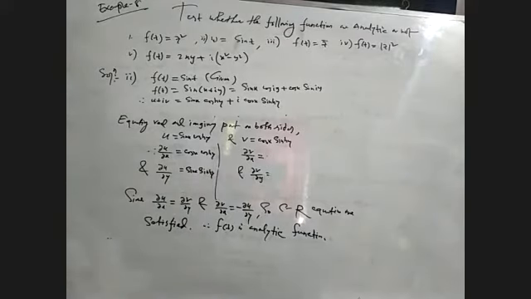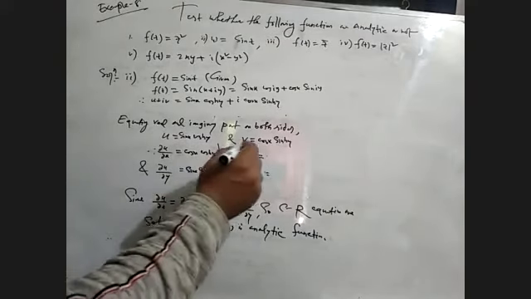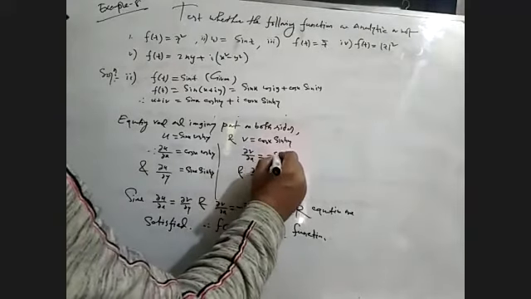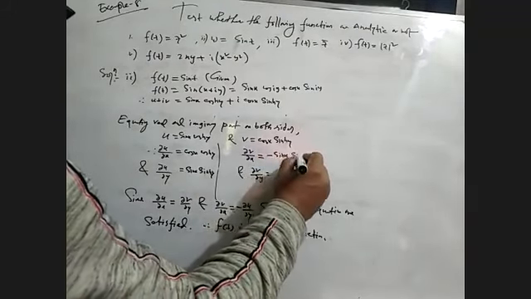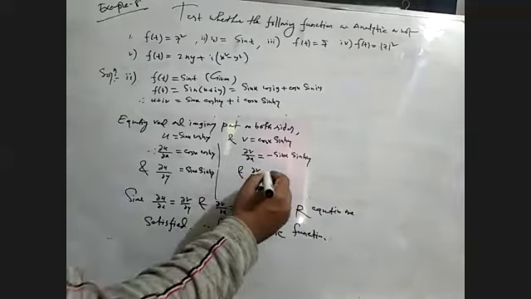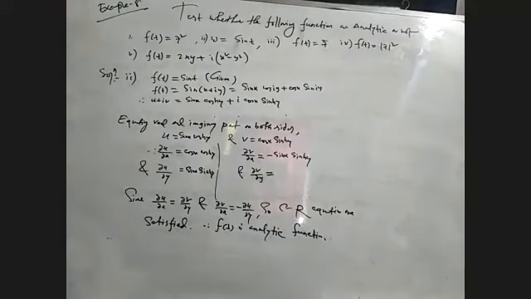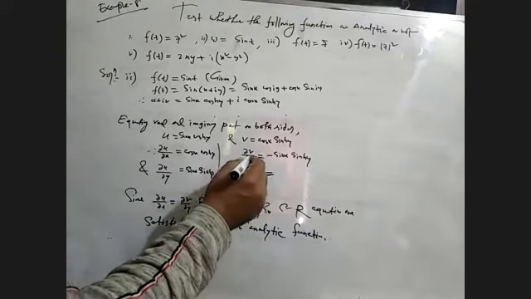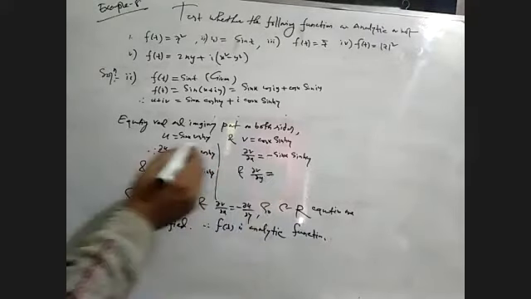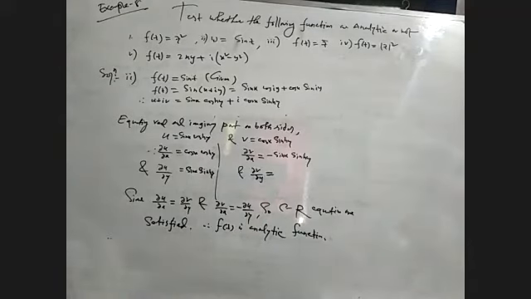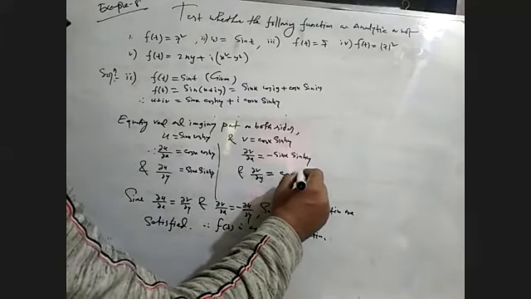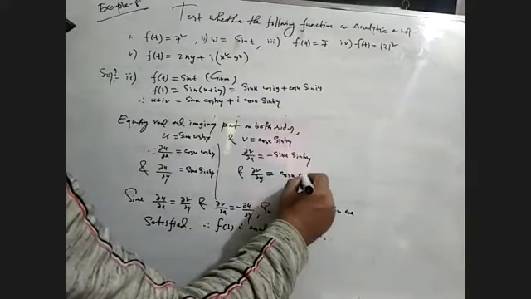Similarly, the partial derivative of v with respect to x, what will it be? The derivative of cos x is minus sin x, so minus sin x sin hyperbolic y. Then the partial derivative of v with respect to y, what will it be? The derivative of sin hyperbolic y is cos hyperbolic y. So cos hyperbolic y.